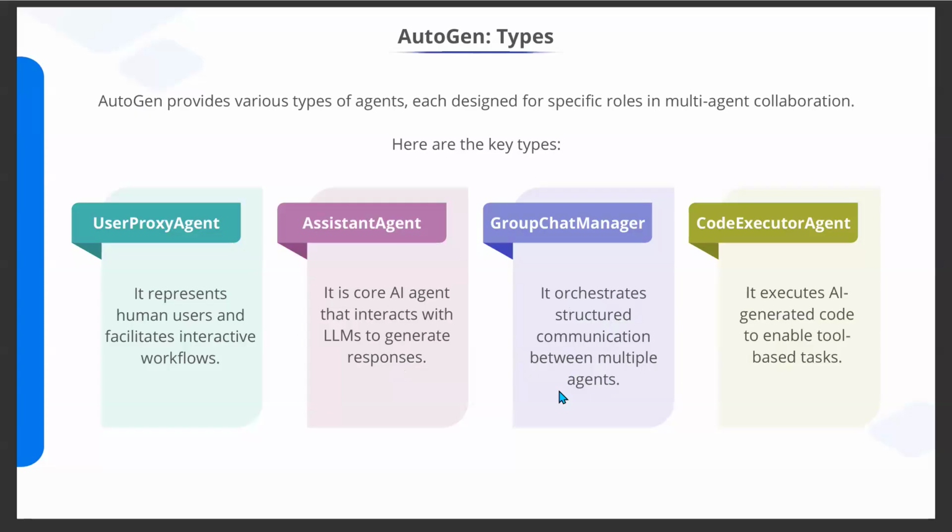Later, the code executor agent executes AI-generated code to enable tool-based tasks. For example, if you want to analyze a data set, you need to load the data set and perform some kind of analytics over it. And whatever code is required, it will help you in executing that code, like performing calculations or running some scripts. It might be anything.